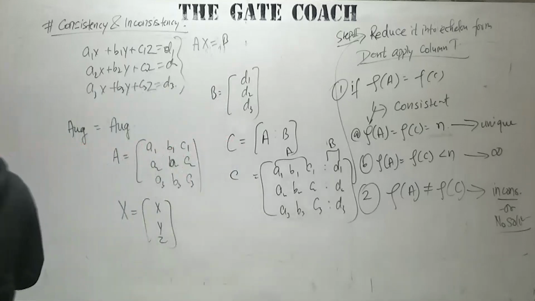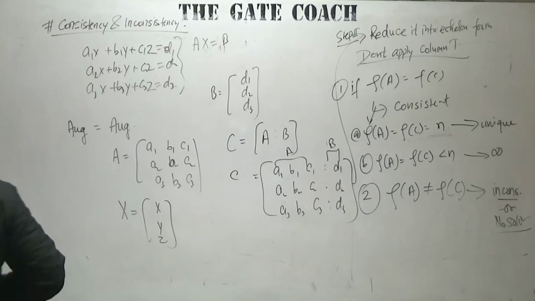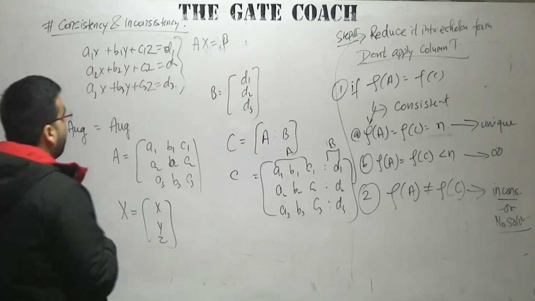After this, we also solved some questions. Then we also solved the Cayley-Hamilton theorem, that every square matrix satisfies its characteristic equation. Now what is the characteristic equation? I already told you. After this, we discussed the eigenvalues and eigenvectors.